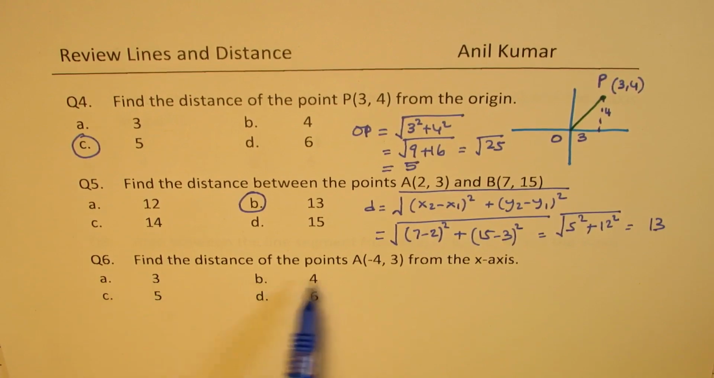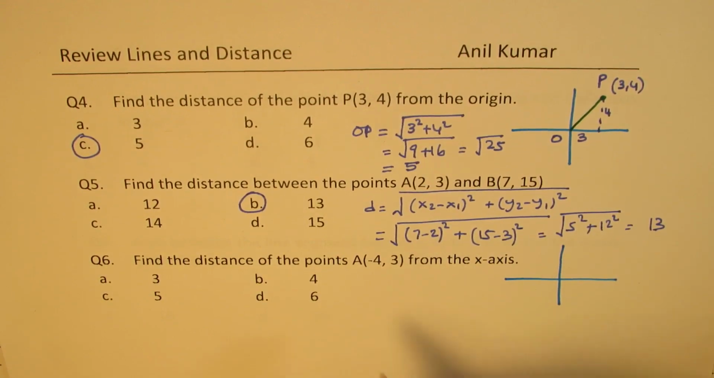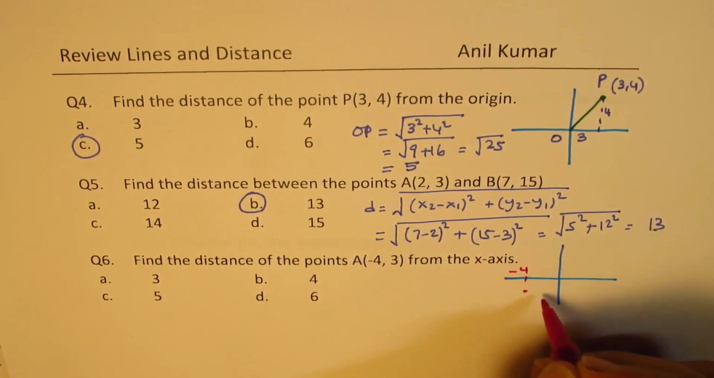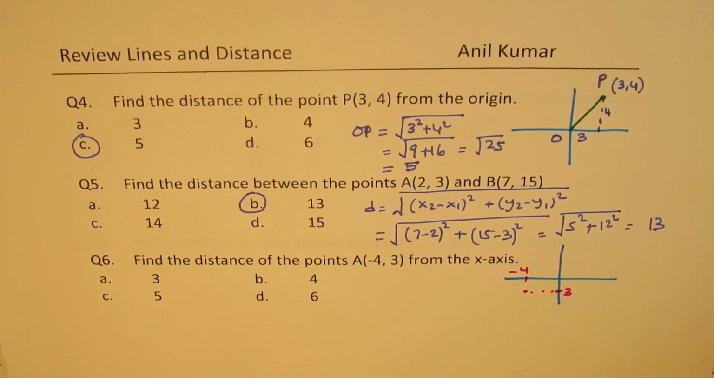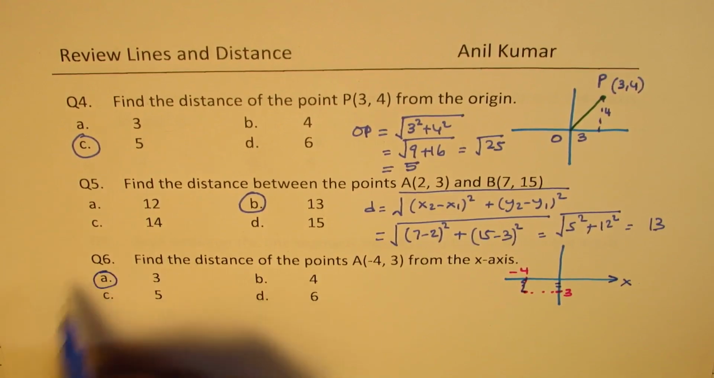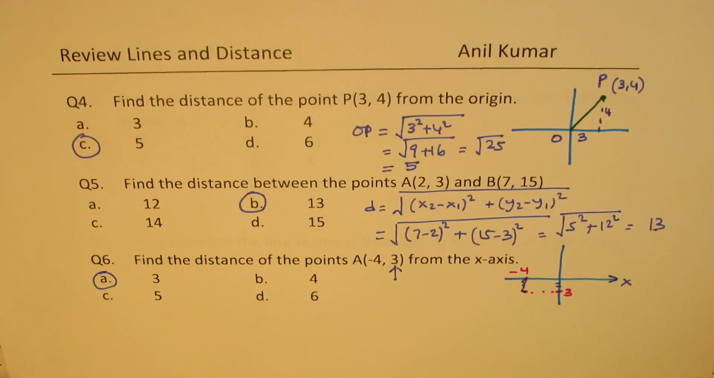6. The distance of this point from the x-axis. Now that is very simple, a slightly tricky question. So we have a point minus 4, 3. Let's say this is our point, which is minus 4 and 3, right? So from the x-axis, how much is the distance? So this is the x-axis. So that is the distance, correct? Which is the same as 3. So the answer is 3, right? So that y value is the distance from the x-axis. Kind of important to remember, right?